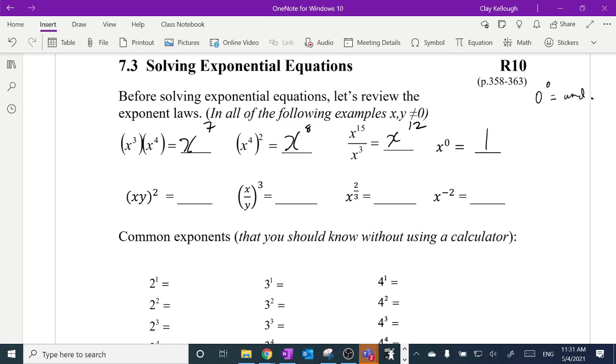When you take an exponent of a product, you can distribute that exponent. That's called power of a product law. And it works the same for quotients. You can distribute an exponent through a quotient.